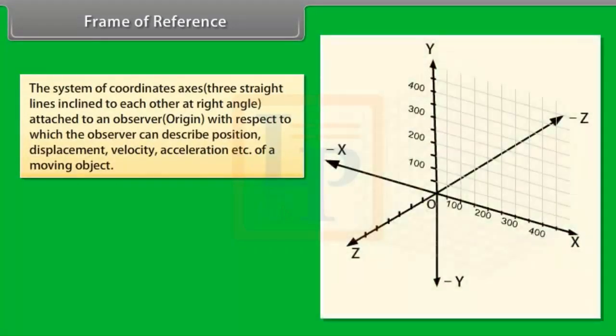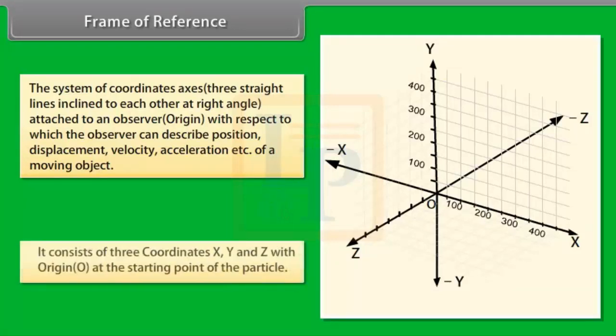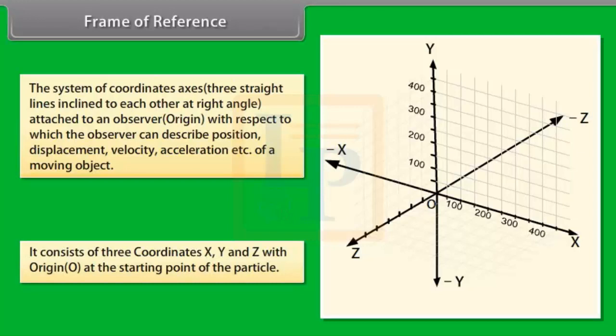Frame of reference. The system of coordinate axes, three straight lines inclined to each other at right angles, attached to an observer origin, with respect to which the observer can describe position, displacement, velocity, acceleration, etc. of a moving object. It consists of three coordinates x, y and z with origin O at the starting point of the particle.